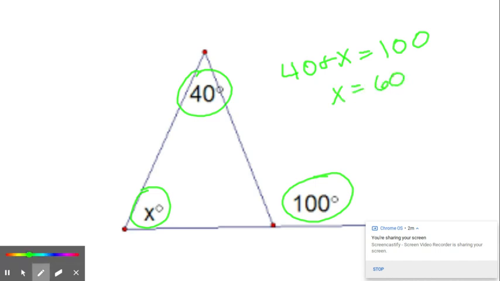The other way I could have done that with a linear pair would be, if I know this is 100, that means this has to be 80 because linear pairs add up to 180. And now I could take the triangle interior angle sum theorem. I take 180 minus 80 minus 40, and that gets me 60 for my missing angle.